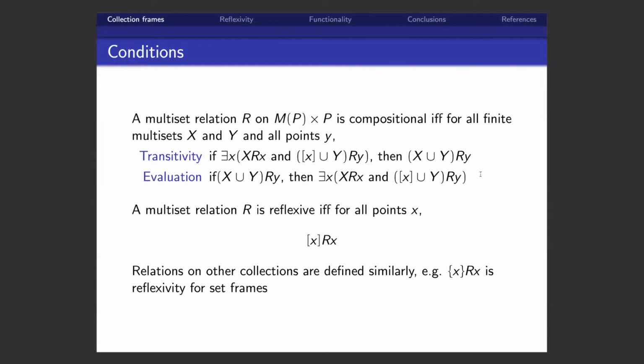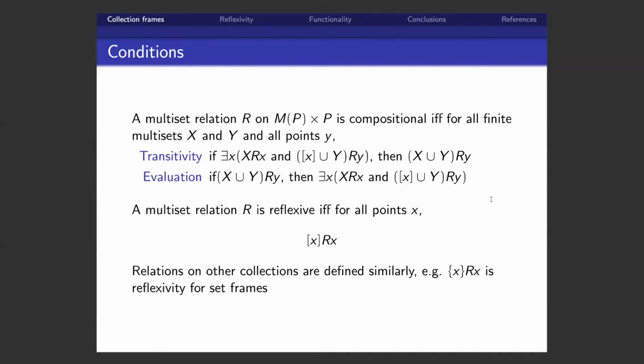Then the second condition, evaluation, is the converse of that. If X combined with Y relates to little y, then you can evaluate X to some point, and then use that combined with Y to relate to y. So rather than having to use the whole multiset X, you can condense it down to some point, and just use that combined with Y. And those are the fundamental requirements on a multiset relation.